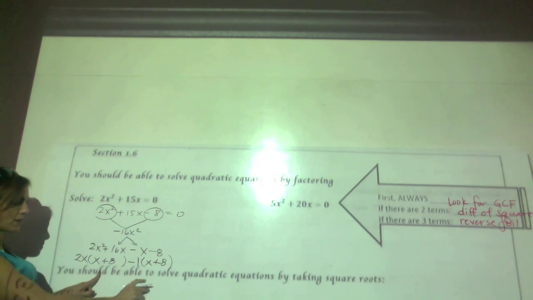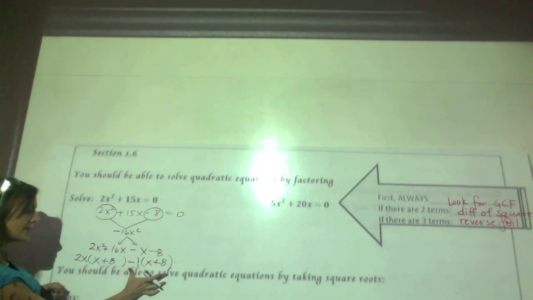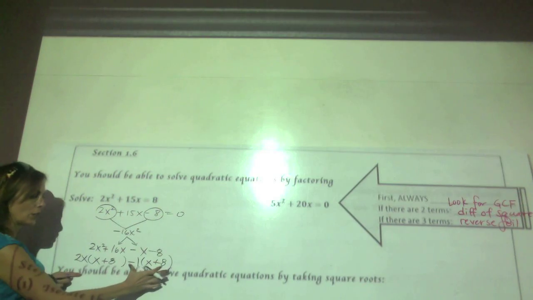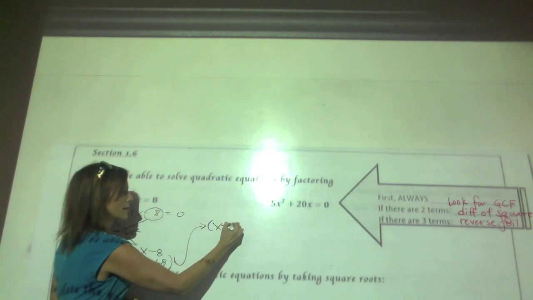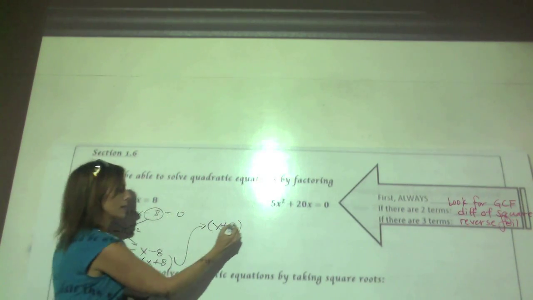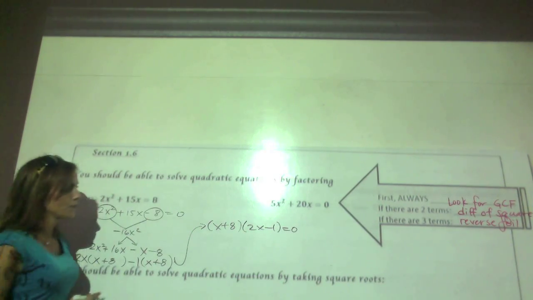And when I factor by grouping, that binomial should be the same. So now I'm looking at this thing, and I'm factoring out the GCF of these two units, and that would end up being x plus 8. x plus 8 times 2x minus 1, and that is all equal to 0.